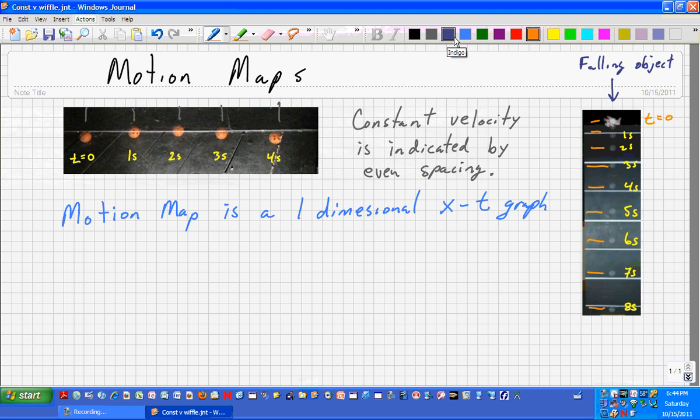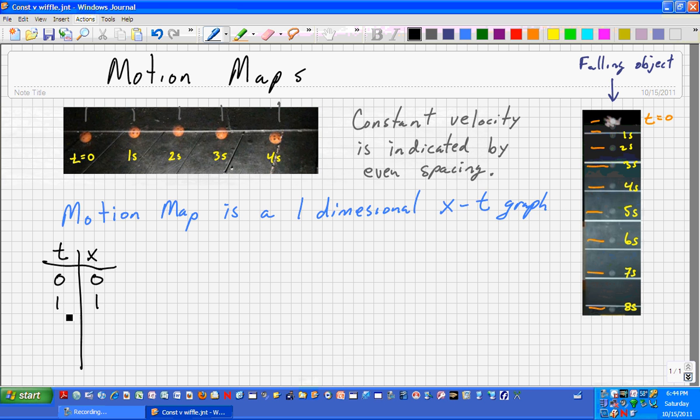Let's go ahead and make a simple motion map. We'll go ahead and get some simple data here. Say we've got an object. We'll look at time and position. Again, it's really a one-dimensional graph. Let me show you what I mean by that. 0, 0. So at 0 seconds, it's at position 0.